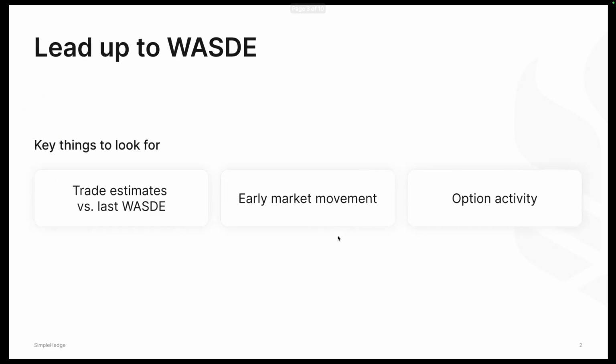So the things we want to look at as growers, which we've identified as probably some of the key ones, are easily accessible public information, found through simple Google searches or Twitter searches, that can really help you prepare, as well as information you'll find on the SimpleHedge app. The key things we're going to look for are trade estimates versus the last WASDE, early market movement, so what's happening in the futures, price action, that sort of thing, and option activity, what's happening with calls, puts, and different strategies there.